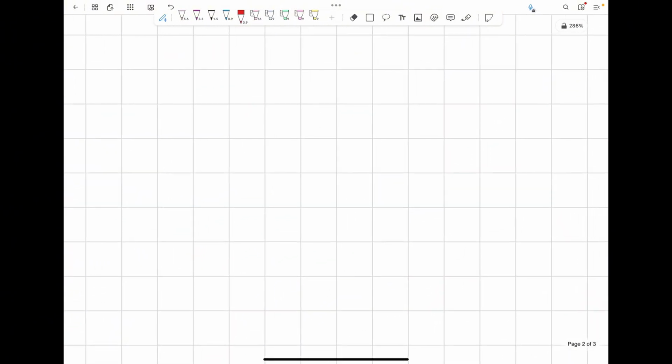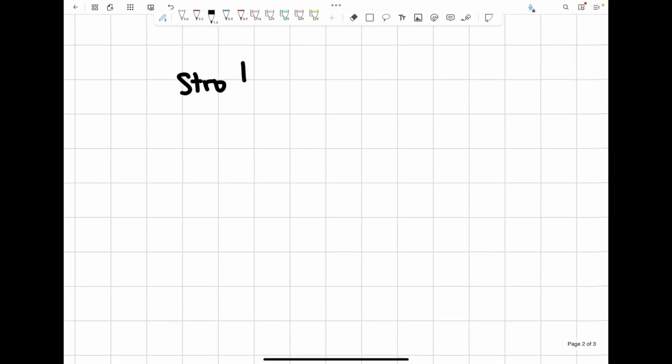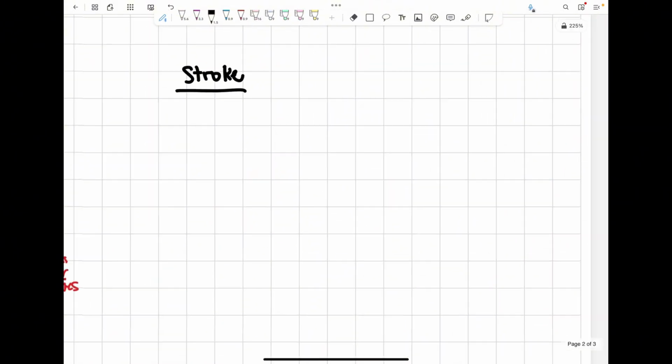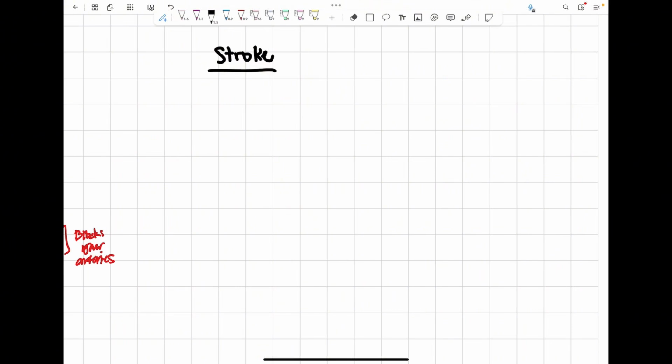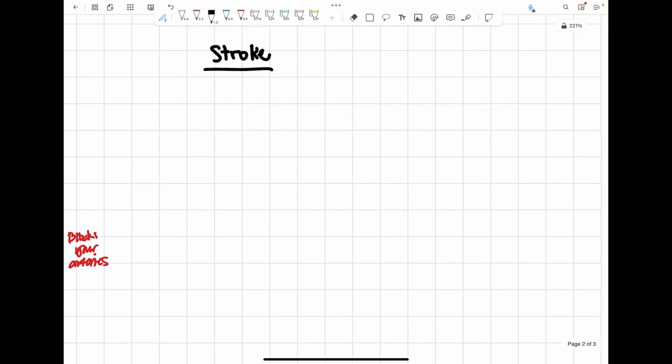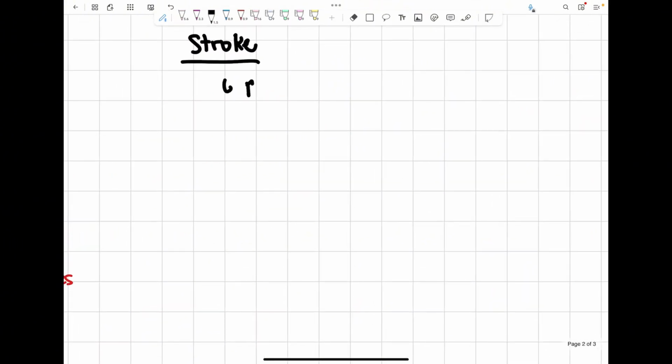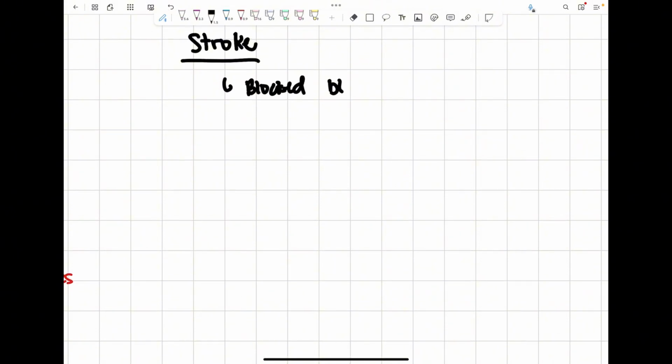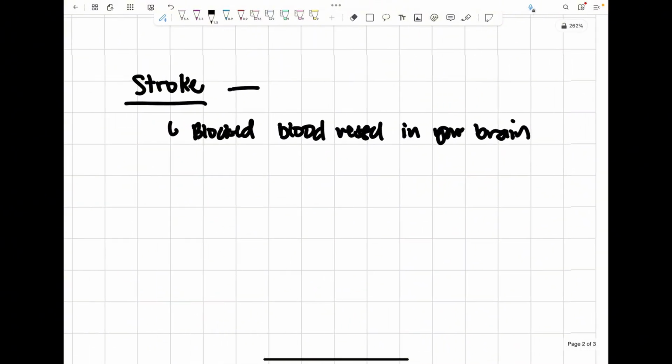Another common disease is stroke. So, stroke is in the brain. There's a blocked artery in your brain. Blocked artery or blocked blood vessel in your brain. So basically, stroke is associated with your brain.